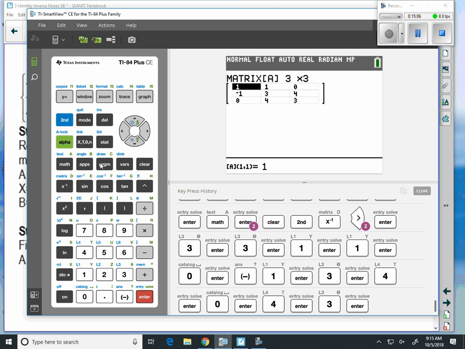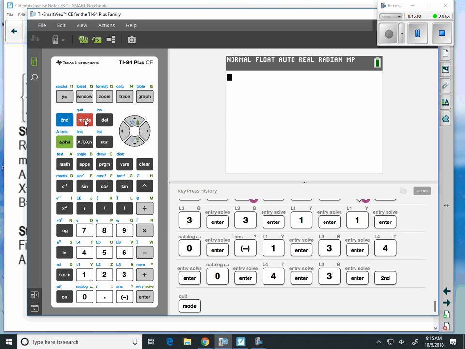Once you're done with that, how do we find the inverse matrix on our calculator? Jordan?